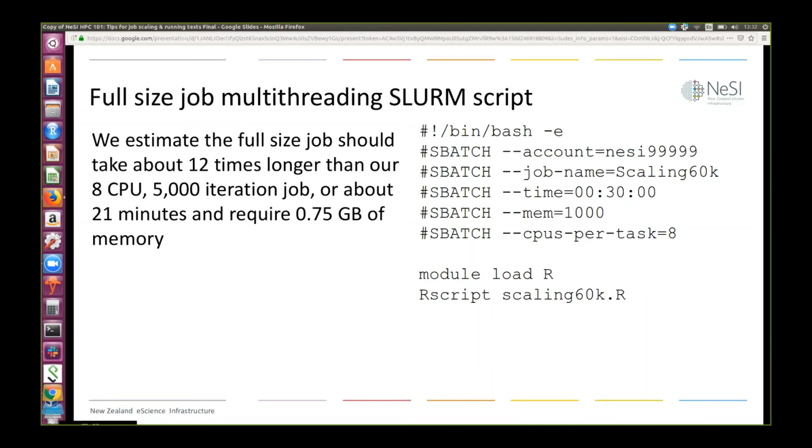And with this being about 12 times longer, we could just multiply by that, or we could have done the math. Either way, it works out to be close enough to 21 minutes long is how long we think the job's going to take.